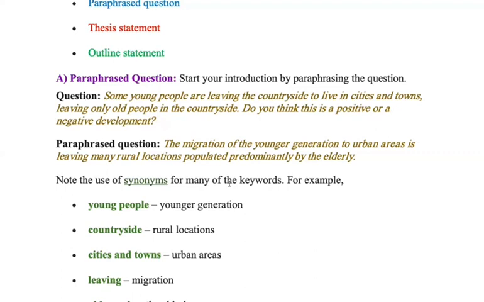So here they say, "leaving many rural locations populated predominantly." That means the old people become predominant, they outnumber the young people in the countryside because of the migration of the younger generation to the cities. So now we understand the question, we divided the question, and we paraphrased the question. So it's a good start.